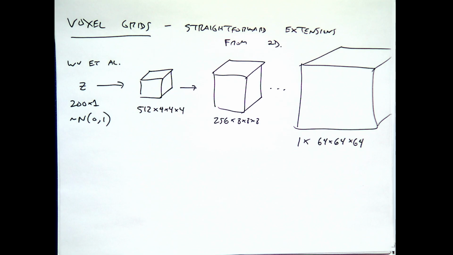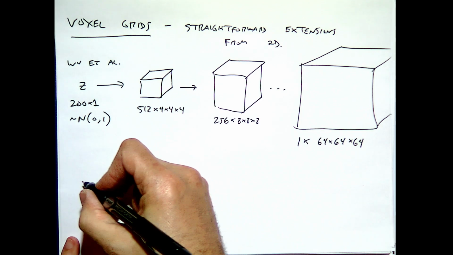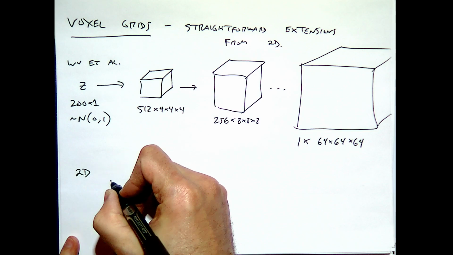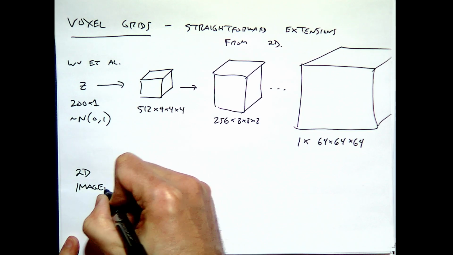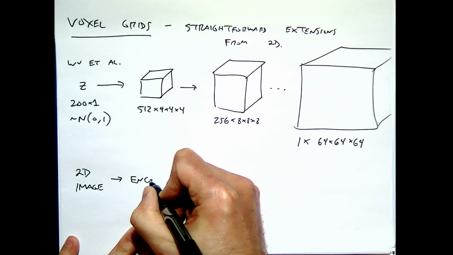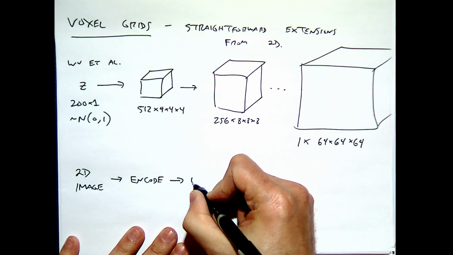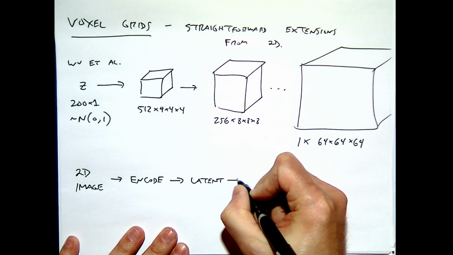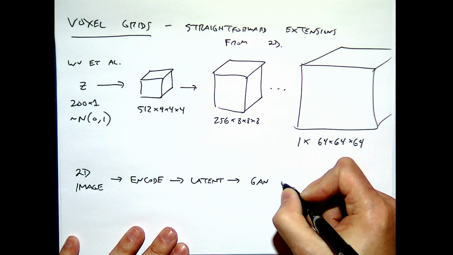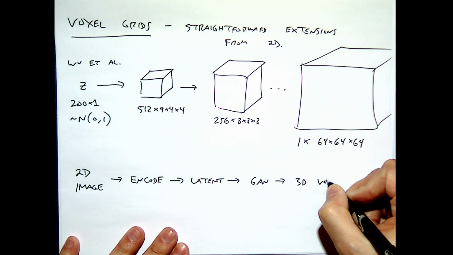They use this for a GAN. They also combine this with a VAE encoder to take advantage of 2D images as well. So they had something like this: a 2D encoder, where you start with an image, you encode the image via a VAE that gives you a latent, you put the latent into a GAN, and then the GAN gives you the 3D voxel grid.